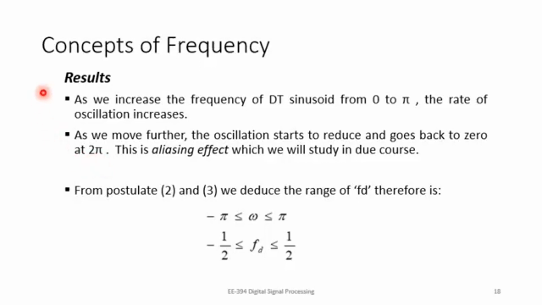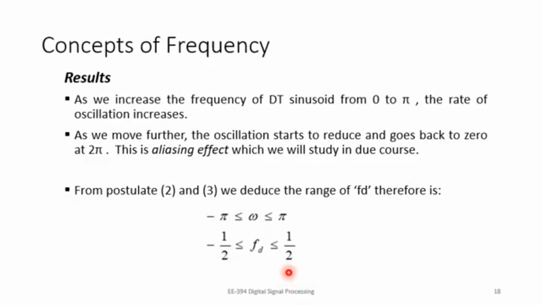So after observing this, we decide for ourselves that this is important. Because different frequencies are generating identical waveforms, that is problem number 1 for us. And problem number 2 in discrete time sinusoid is that we expect the rate of oscillation to increase when we increase the frequency, but it only happens till FD equals to half.